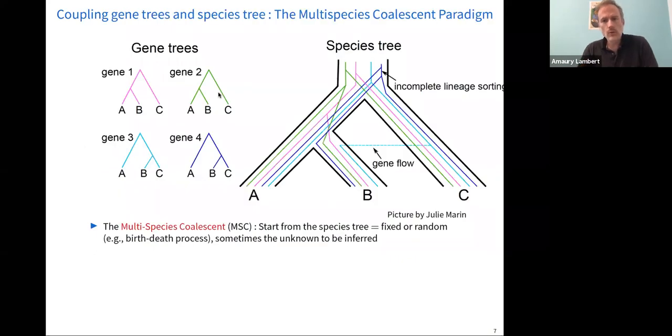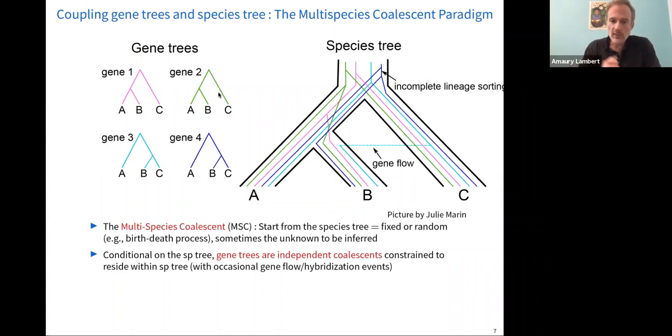First, I would like to introduce what is the multispecies coalescence, a way of coupling gene trees in a very simple fashion. The idea is to start from the species tree, as you can see on the cartoon. So the species tree is either fixed or random. It can be first generated by a birth-death process or Kingman's coalescent. Sometimes it's actually the unknown to be inferred. The gene trees are known thanks to the sequences, and the species tree has to be inferred under this model.